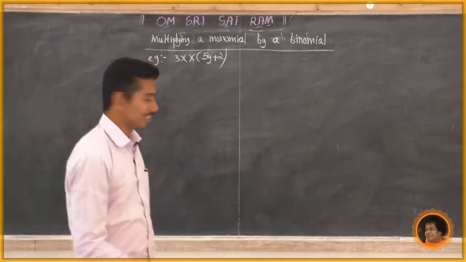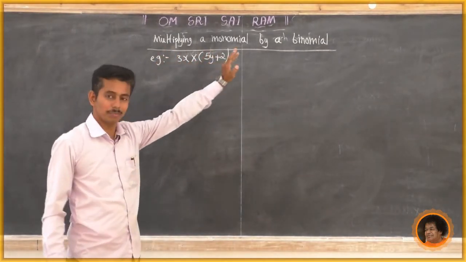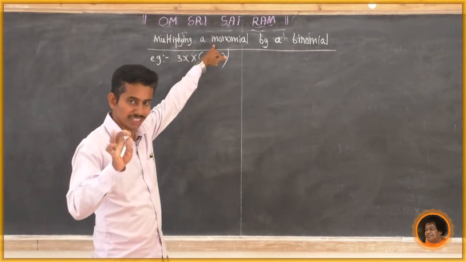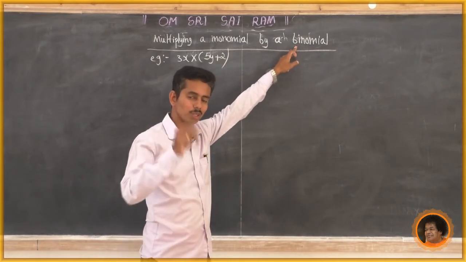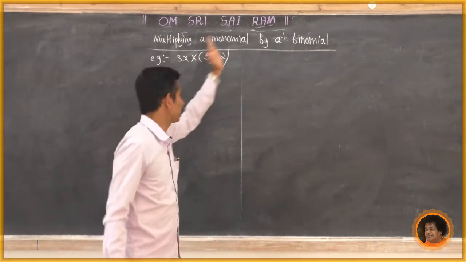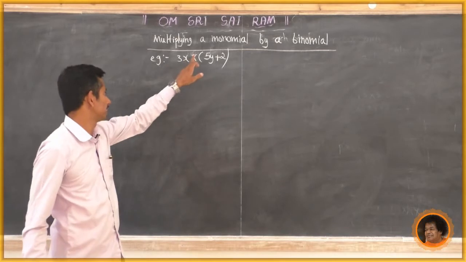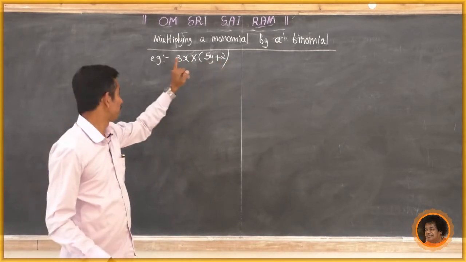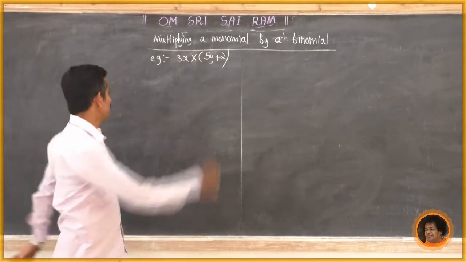Next topic is multiplying a monomial by a binomial. Monomial means an expression which contains a single term. It is multiplied to a binomial. What do you mean by binomial? An expression which contains two terms. Now, monomial into binomial. Look at the example. Find the product of 3x into 5y plus 2.